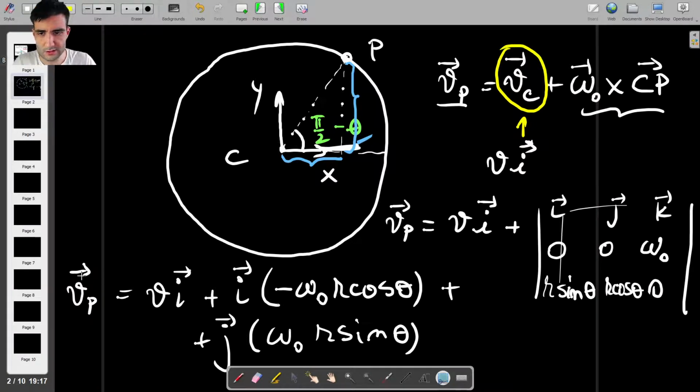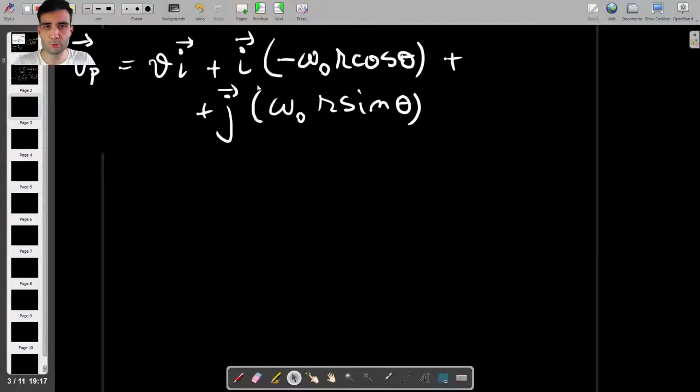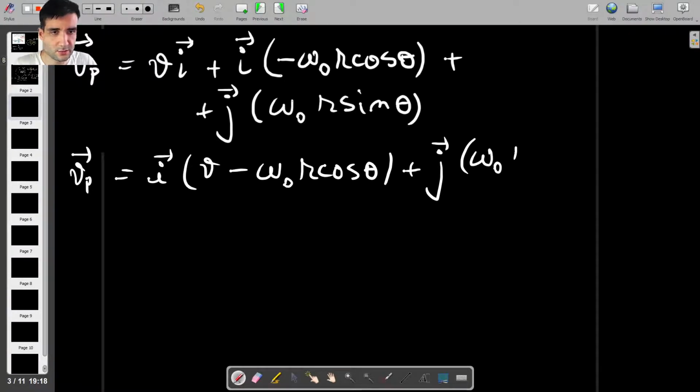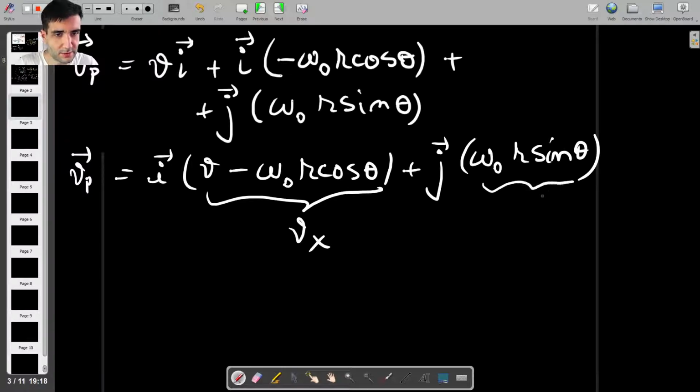The only thing I'm going to do now is take this to the next page and put the terms together, all the i's and all the j's, so that it's a bit more clear. So VP is going to be equal to i times V minus omega 0 r cos theta, and then plus j times omega 0 r sine theta. And this is going to be called, let's say, Vx, and this is going to be called Vy. Okay, the x and the y components of the velocity of point P. So that's the velocity of point P.